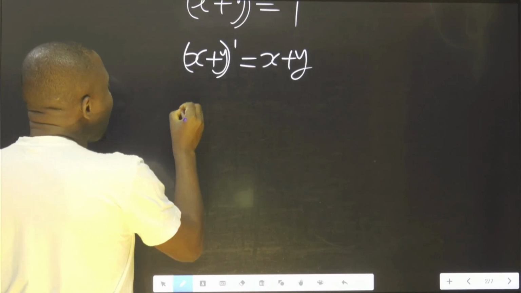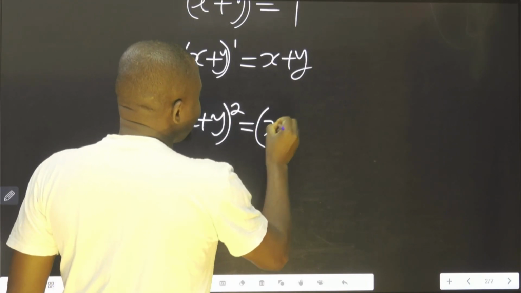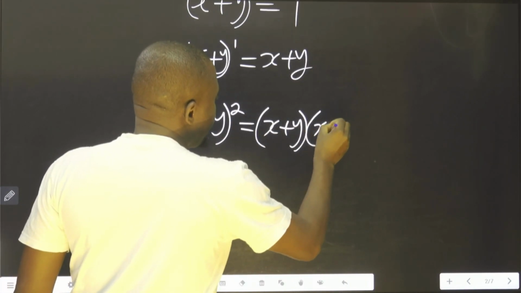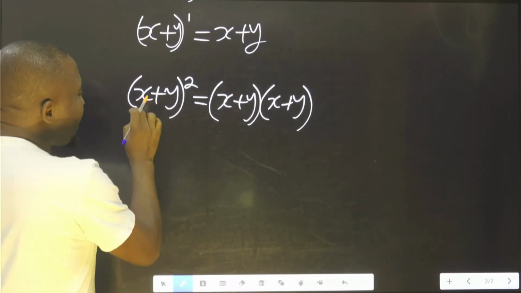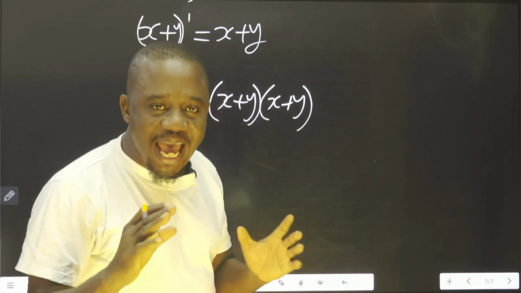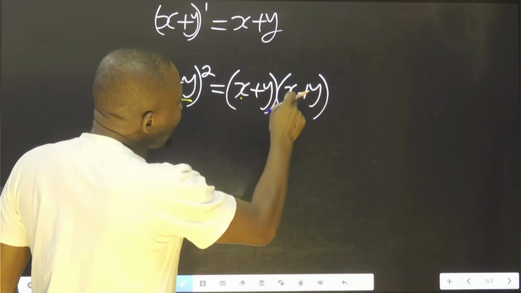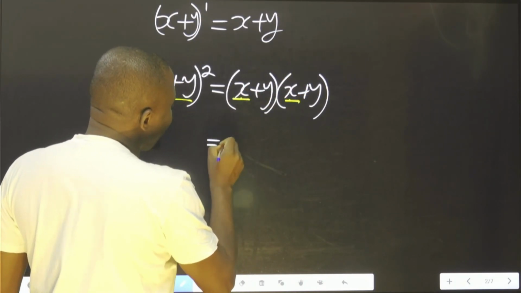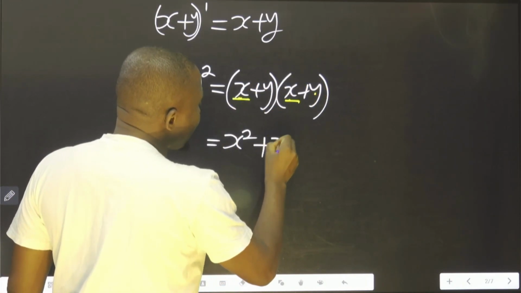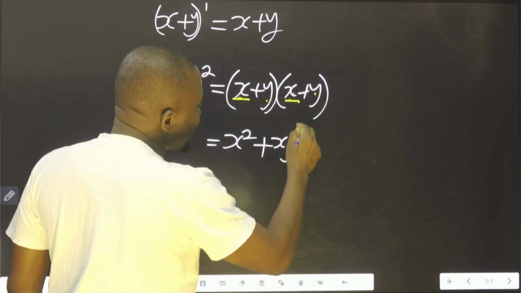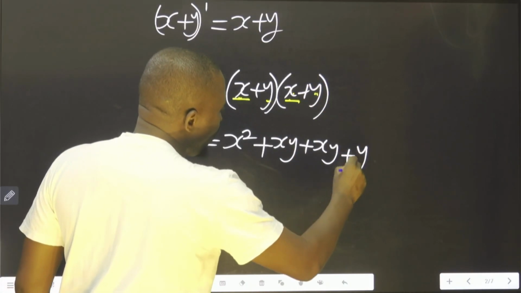Now, if you agree with this, you will write this in two places. Then you expand the bracket. How do you expand the bracket? This multiplied by this. The first one multiplied by this will give you s raised to the power 2. This multiplied by this will give you plus sy. This multiplied by this, the same thing, sy. This multiplied by this is plus y squared.